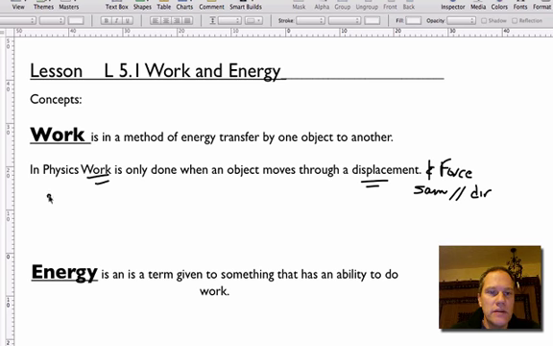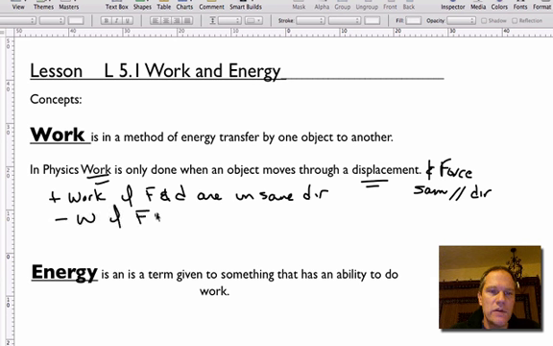So we can also have positive work if F and D are in the same direction, and therefore negative work if the force and displacement are in opposite directions. Work and energy are both measured in units of joules, and we'll talk about that in a moment.